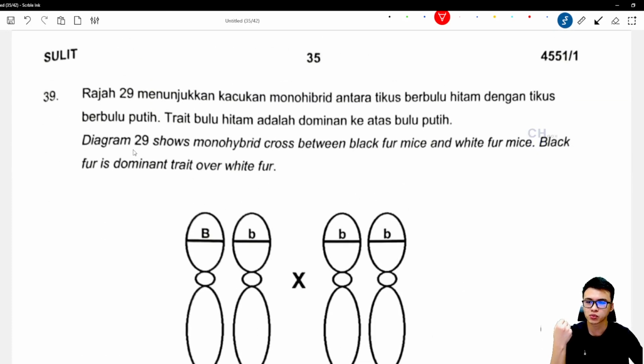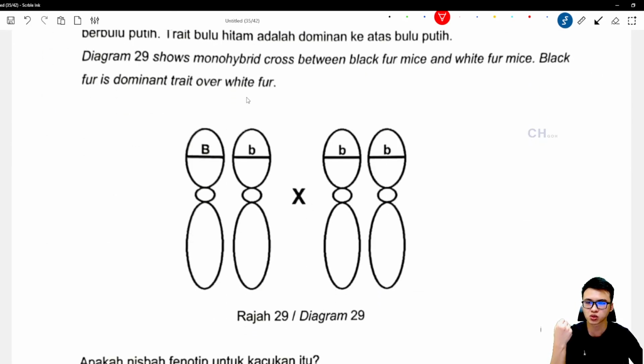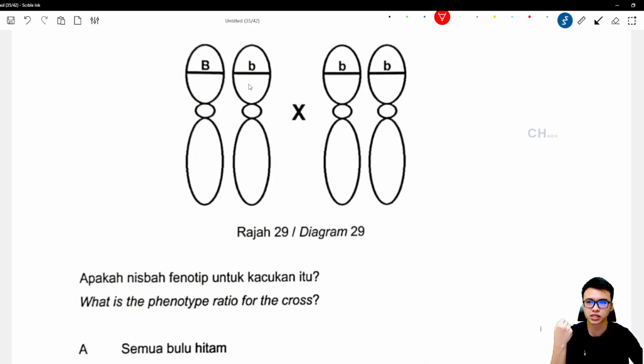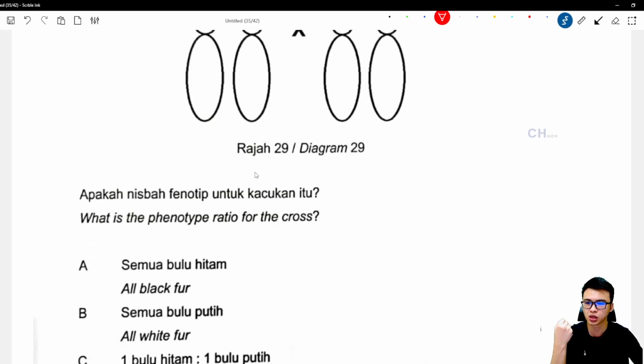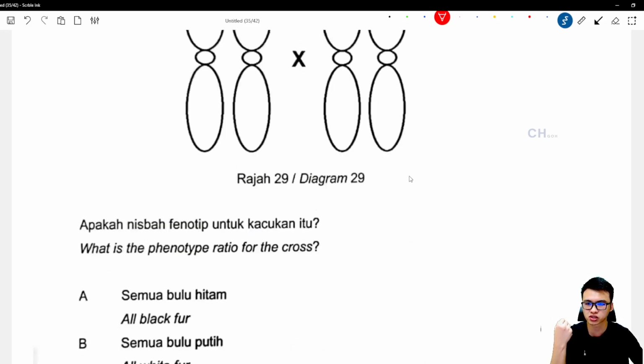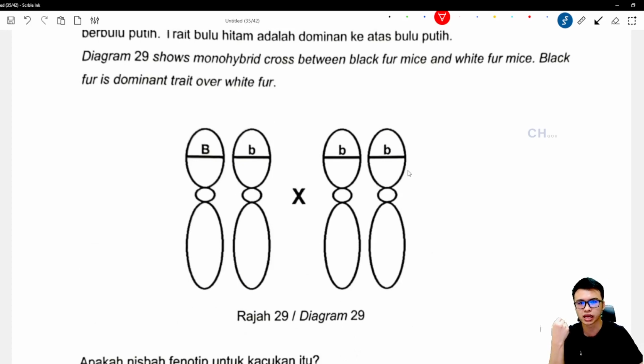Question 39. Diagram 39 shows a monohybrid cross between a black fur mouse and a white fur mouse. Black fur is the dominant trait over white fur. We have big B, small b, and small b. What is the phenotype ratio for the cross? You want to cross them together, and first we look at the gametes they will produce. Each gamete can only have one allele. This is Mendel's first law.